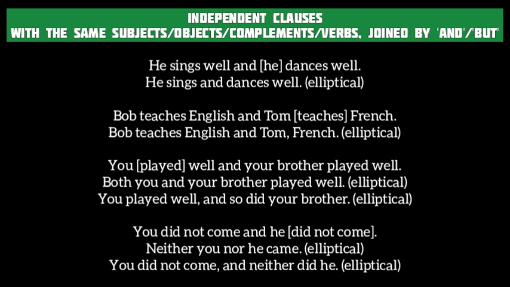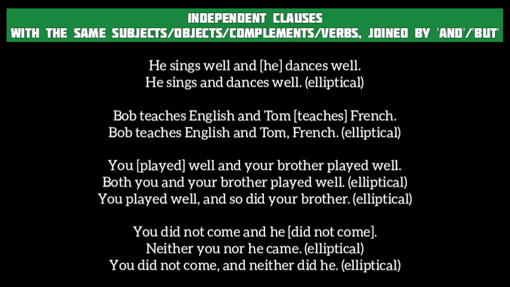In the next example, both the independent clauses have the same verb, "played." So we omit the verb "played" from the first clause here and join the subjects of the two clauses with the pair conjunction "both... and." "Both you and your brother played well" is an elliptical sentence.